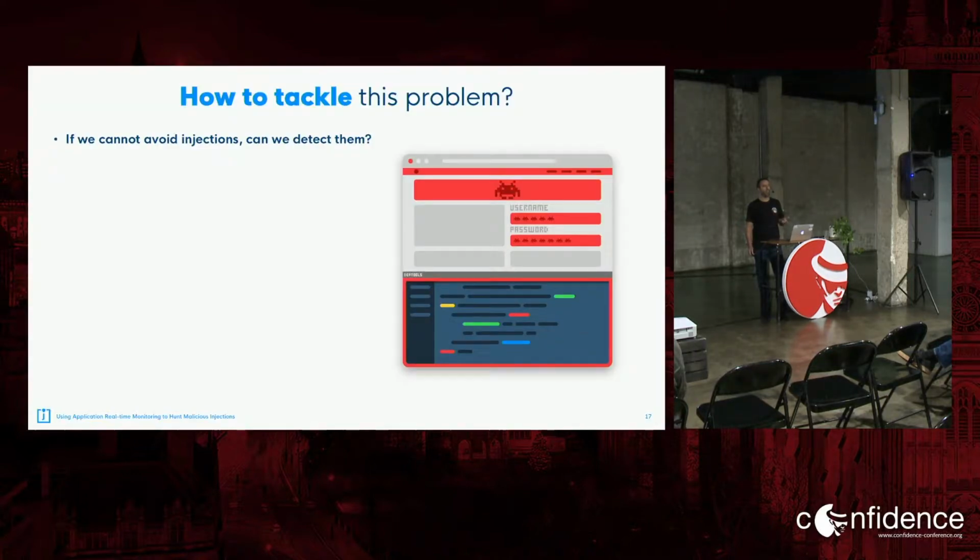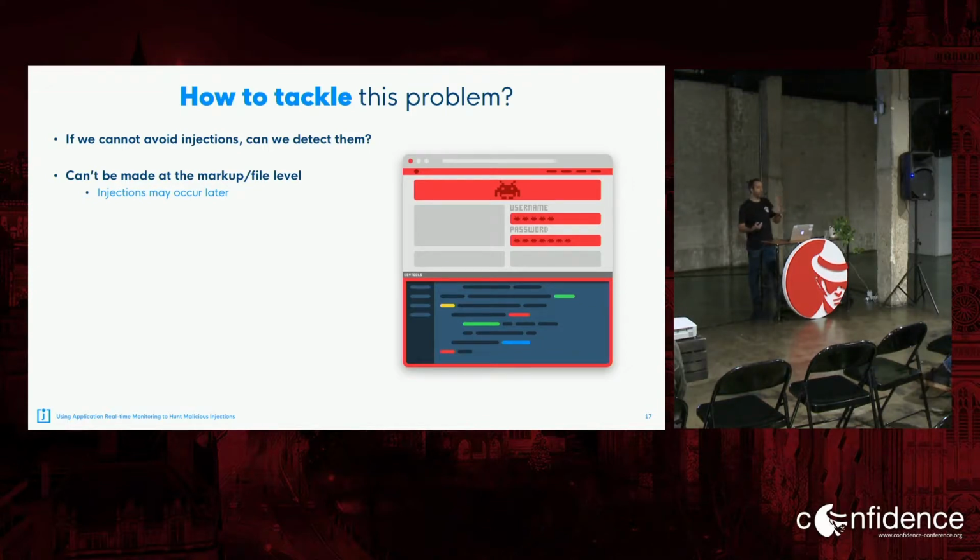We started developing this approach that we called application real-time monitoring. And initially, we asked ourselves, if we cannot avoid injections, what can we do? Is there another way of trying to reduce or attenuate the problem if you cannot mitigate the problem 100%? And so we came up with this application real-time monitoring that I will explain to you in a second. But these were the requirements that we enumerated.